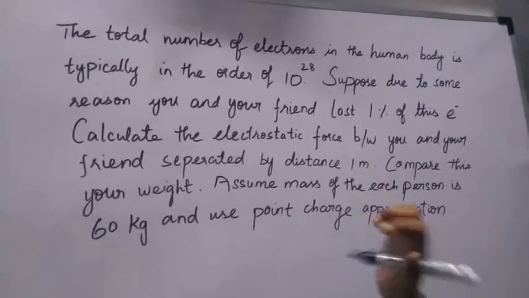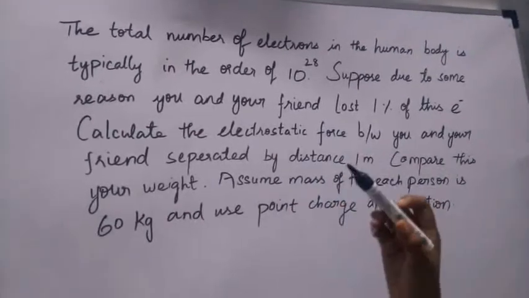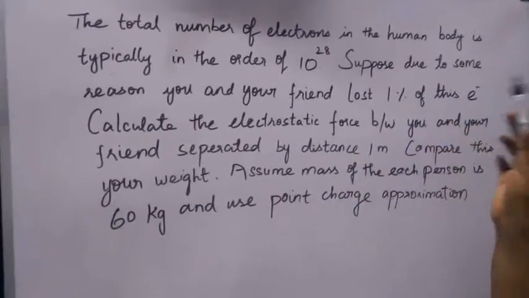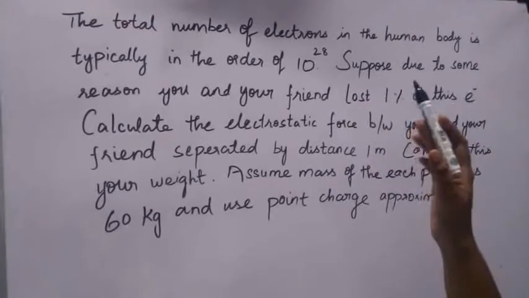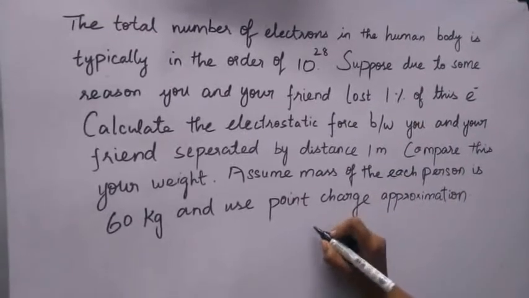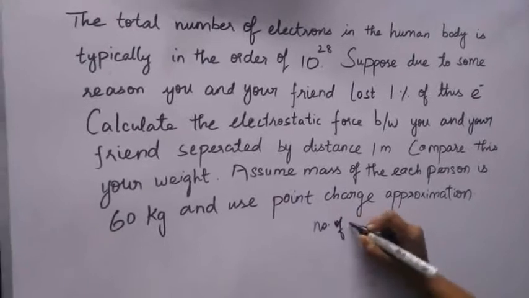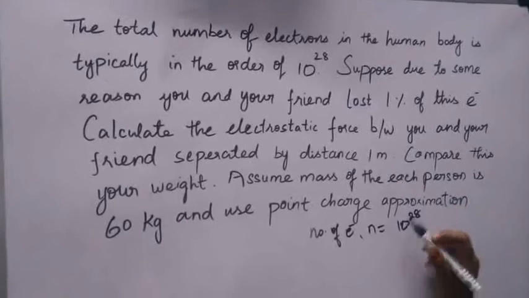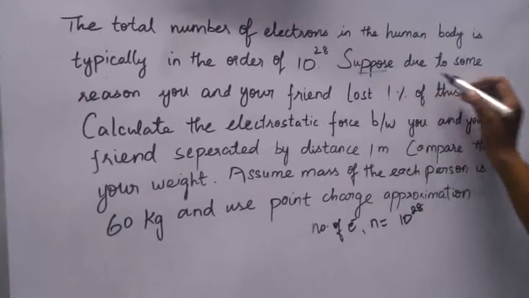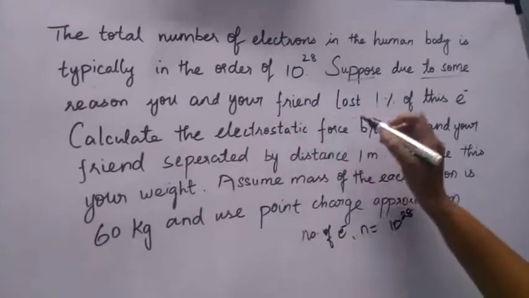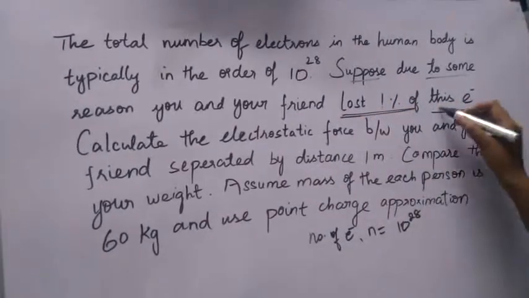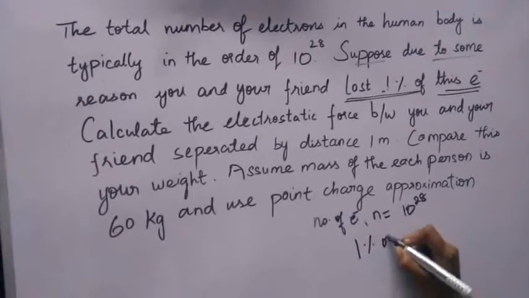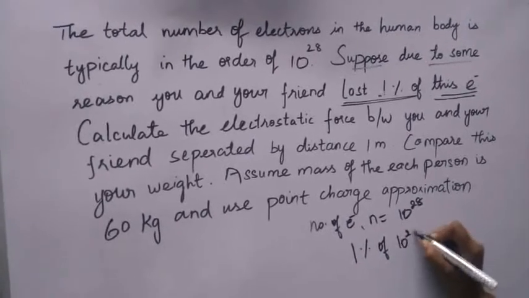Second problem of your book back question in the lesson electrostatics. The question is, the total number of electrons in the human body is in the order 10 to the power 28. So they have given the total number of electrons in the body. Number of electrons, n value, is 10 to the power 28. Suppose due to some reasons you and your friend have lost 1% of this electron. So what is this 1% of electron? It is 1% of 10 to the power 28.